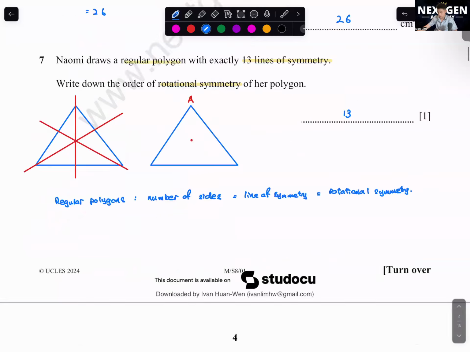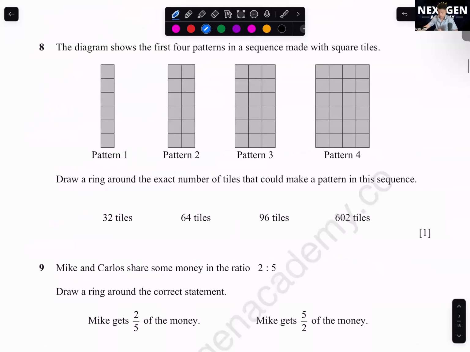Question 8. The diagram shows the first 4 patterns in a sequence made with square tiles. Draw a ring around the exact number of tiles that could make a pattern in this sequence. Okay, what type of question is this? This is called a sequence, right? What do y'all think is the answer here? Without me helping you all first.